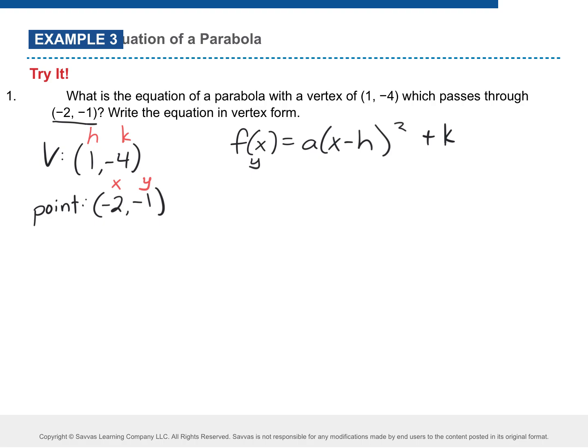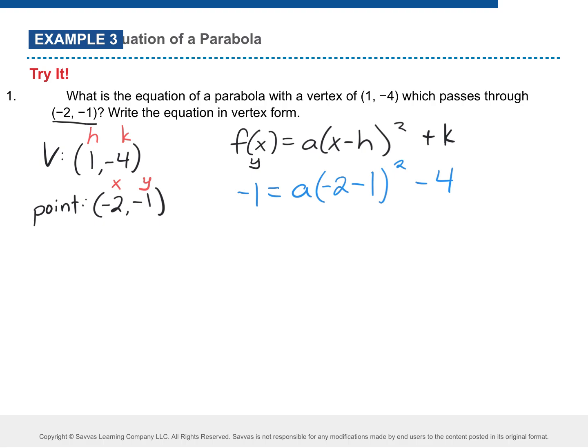What is my y value? Negative 1. Do I know what a is? No. Did I label anything a? Nope, so I'm going to keep a as a. What's my x value? Negative 2. Negative 2 minus, what's h? 1. Yep, so negative 2 minus 1, and then I have squared. What is k? Negative 4. So now we just have an algebra problem that we need to solve.